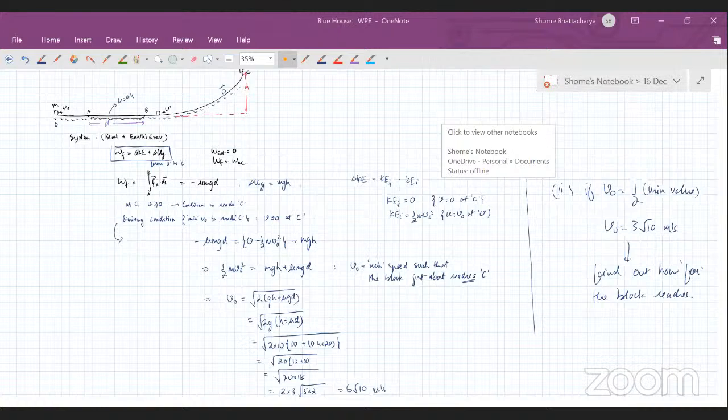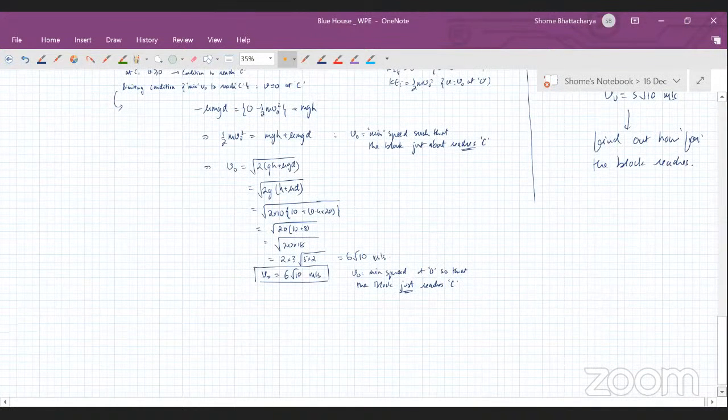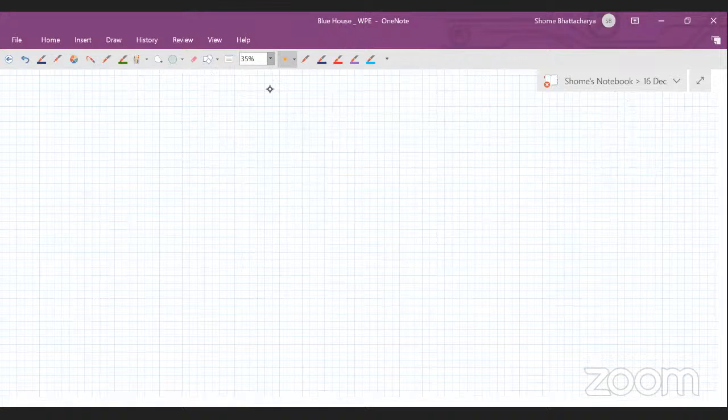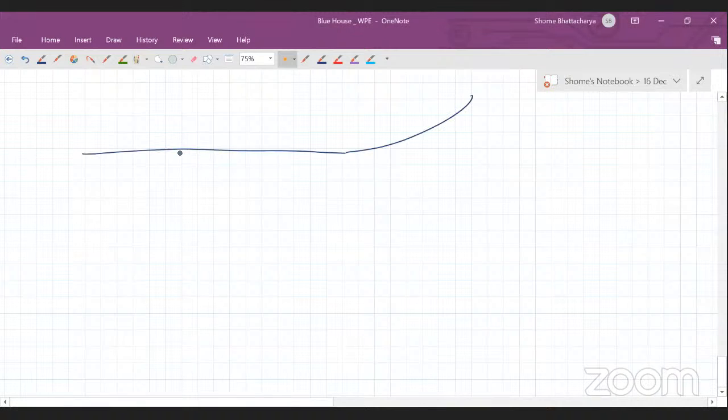Yeah, so it does not cross. Very good. Okay, so it will stop somewhere before B. So we can see here that this distance being 20 meters, if this is given an initial speed now of 3 root 10 meters per second and mu is equal to 0.4.